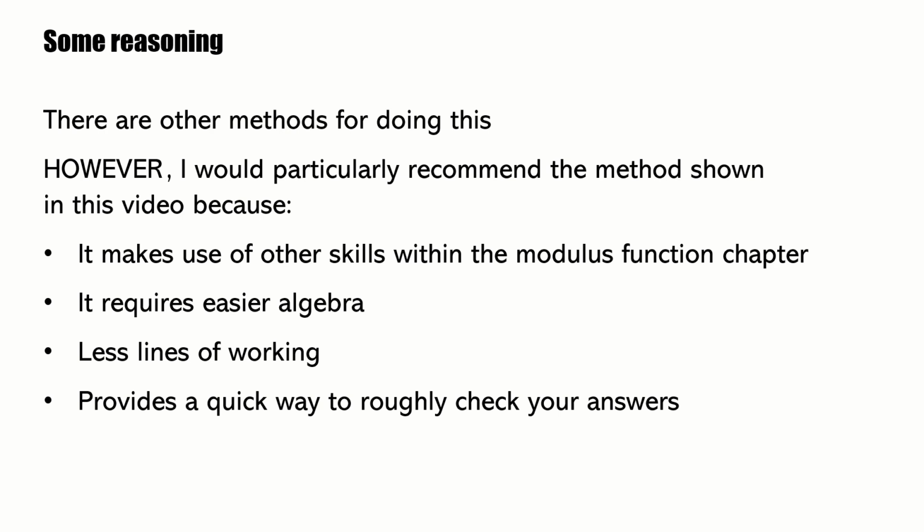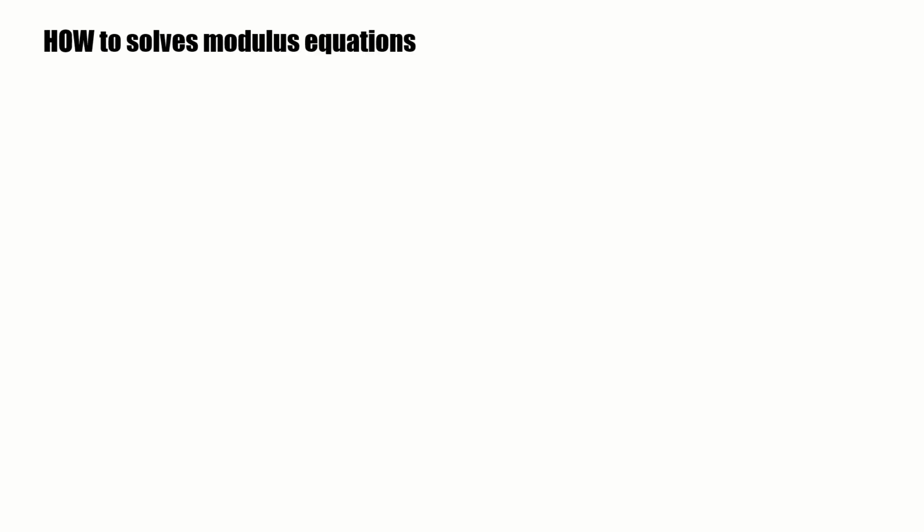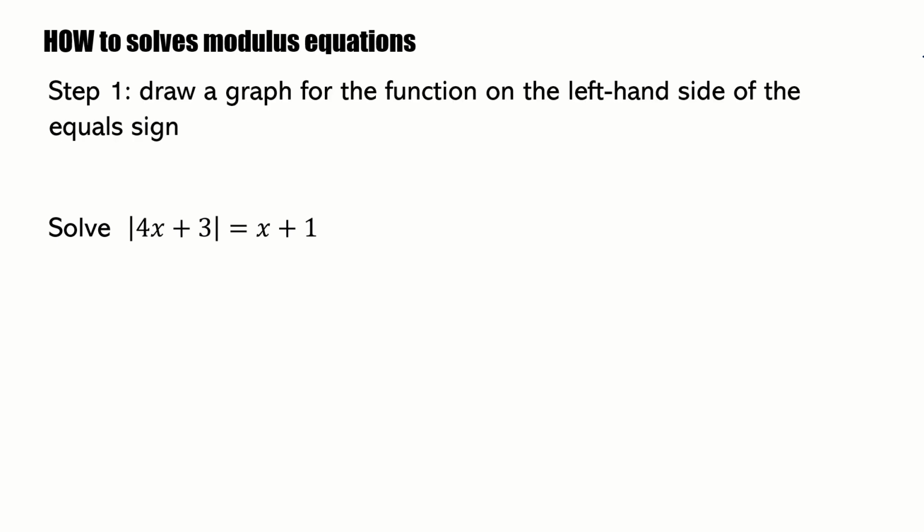And so, to explain what the method is, instead of trying to explain what the method does beforehand, it's easier just to explain it as we go. So here is an example, and then we're going to talk through the steps. The first step is to draw a graph, specifically for the function on the left-hand side of the equals sign first of all. So y equals, in this case, the modulus of 4x plus 3.